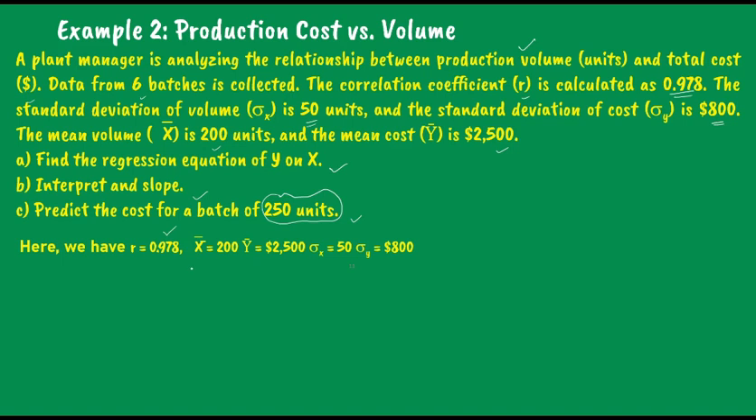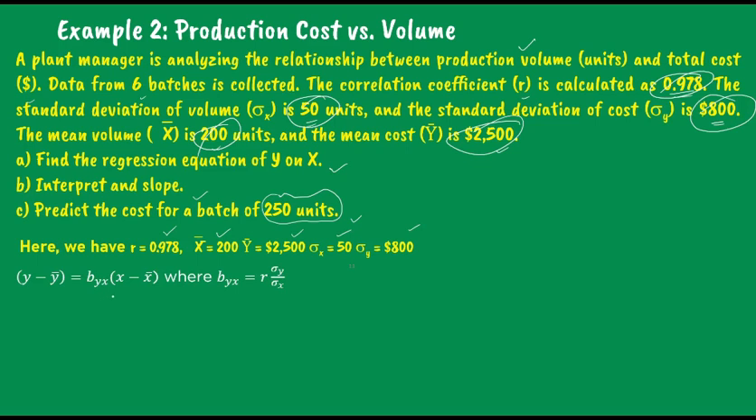r, the correlation coefficient, is 0.978, X bar is 200, Y bar is 2500. Then we have sigma x equal to 50, and sigma y equal to 800. Now, y minus y bar equals byx times x minus x bar. So byx equals r sigma y by sigma x. This we already have as the definition. Now just replace the values, but before that calculate byx. So byx equals r sigma y by sigma x. We find that this value is 15.648. So that is the value of byx.